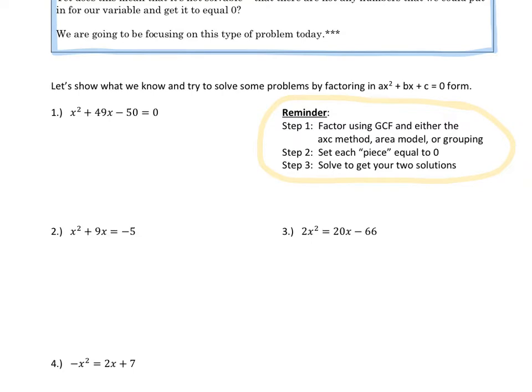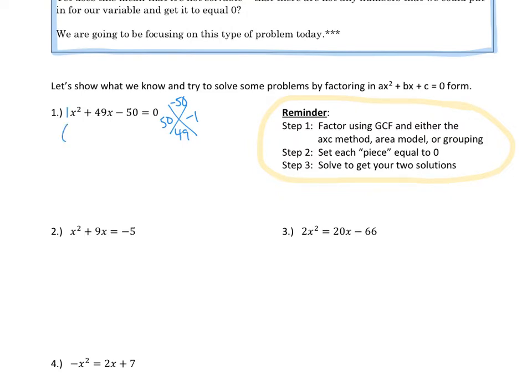Let's start off looking at number 1. So I'm going to use the A times C method. So what multiplies to negative 50 but adds to 49? Now you can list out all the things that multiply to negative 50. I'm just going to quickly move ahead and let you know what I figured out. What multiplies to negative 50 but adds to 49 is going to be a positive 50 and a negative 1.